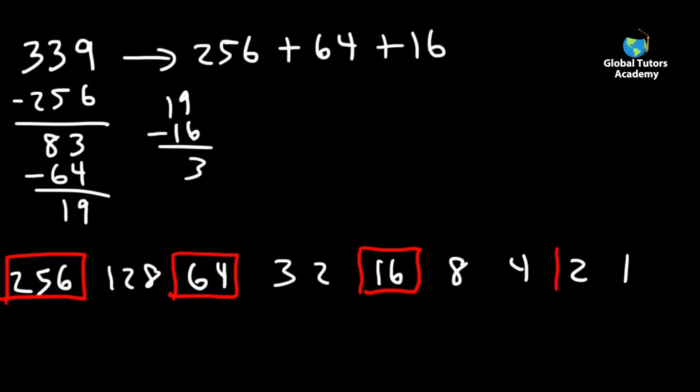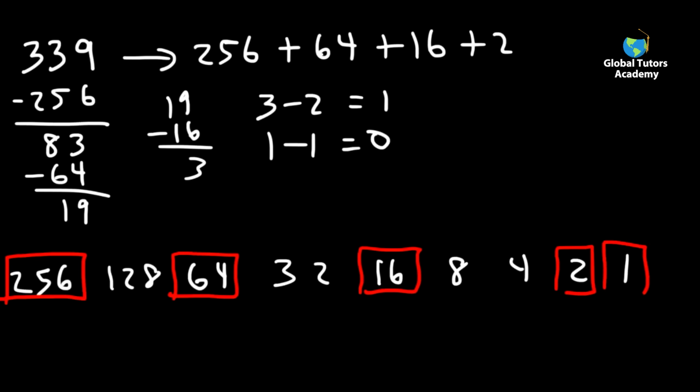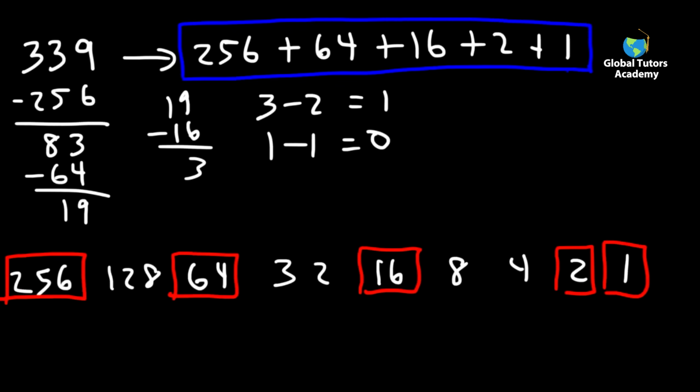And then the next highest number that's under 3 is 2. And so 3 minus 2 is 1. So let's put the 2 here. And then 1 minus 1 is 0. So we need to include the 1 as well, and then check the work. Make sure that all of these base 2 numbers add up to 339. Type in 256 plus 64 plus 16 plus 2 plus 1. And that will give you 339.